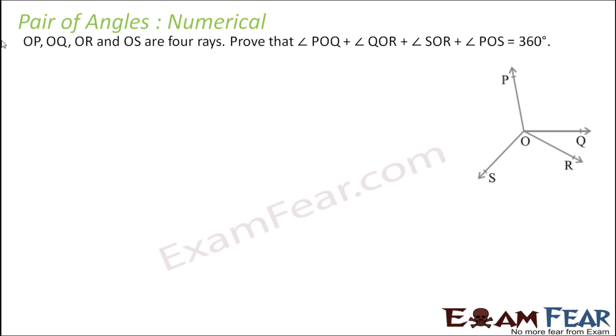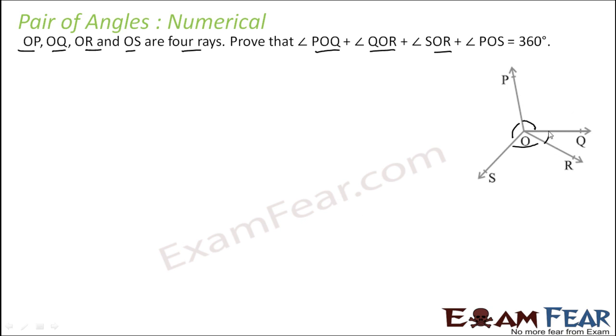Let's take one more example. OP, OQ, OR, OS. There are four rays. You have to prove that angle POQ plus angle QOR plus angle SOR plus angle POS, the sum of all these angles, is 360 degrees. It's logical, we already know it is 360 degrees.